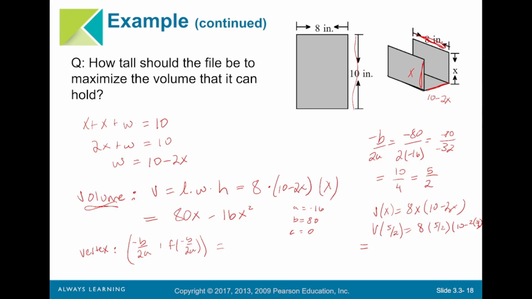Well, that's just the 2 and the 8 make a 4, so that's 20 times 10 minus 5. Let's see, that's 20 times 5, so 100. Okay, so the x value, how tall the file should be, is 5 halves inches, which is 2.5 inches. That kind of makes sense. And the overall volume is going to be 100 inches cubed.